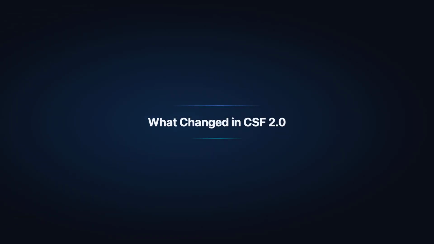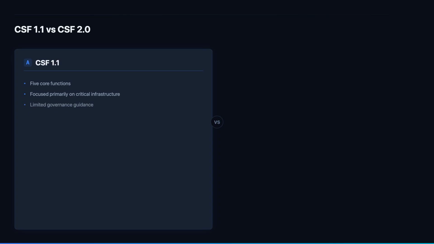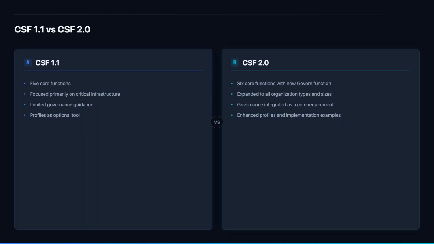We begin by examining the most significant changes that NIST introduced in CSF 2.0 and why they matter. Understanding the differences between the two versions is the first step in planning an effective transition. CSF 1.1 served as an excellent foundation, but had gaps in governance, scope, and supply chain coverage. CSF 2.0 addresses the limitations of its predecessor with broader applicability, stronger governance, and richer guidance.